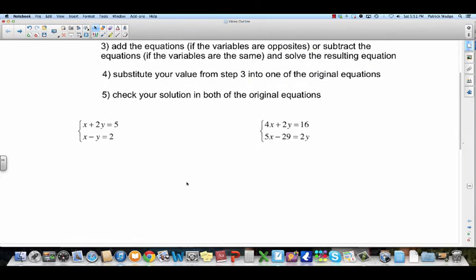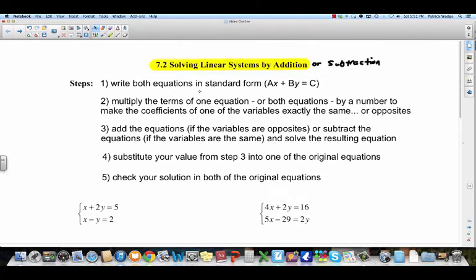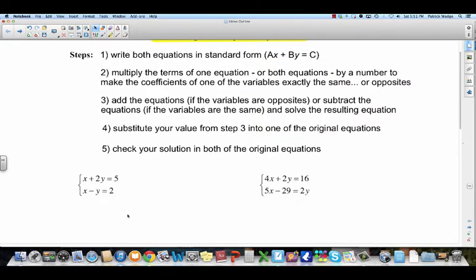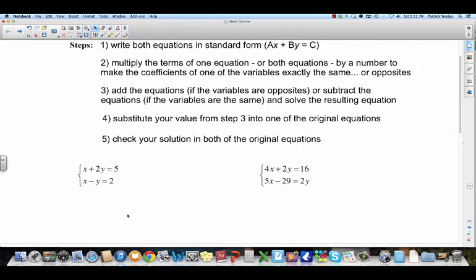Okay, so the first question here, we have two equations, and step 1 says to write them in standard form. ax plus by equals c. Yes, they're both in standard form. Okay, now what we want to do is we have x's in both of them and we have y's in both of them. We want to get the coefficients in front of the x's either exactly the same or opposites. What do I mean by opposites? I mean like 2 and negative 2, 4 and negative 4, 6 and negative 6.